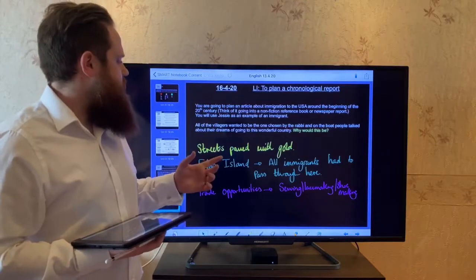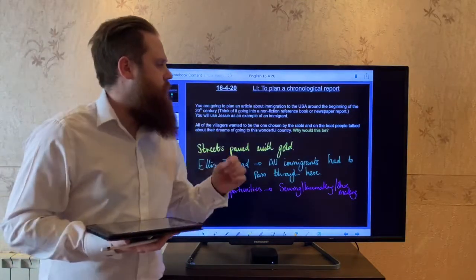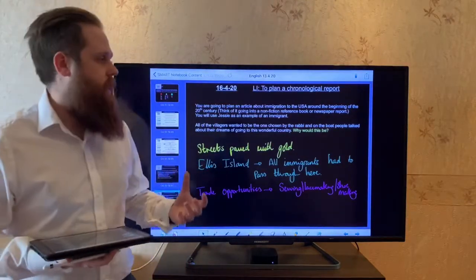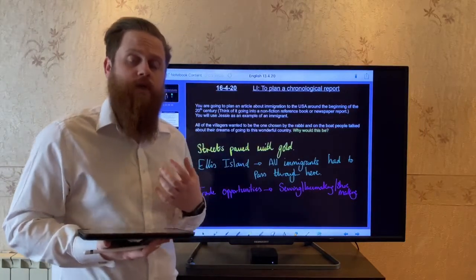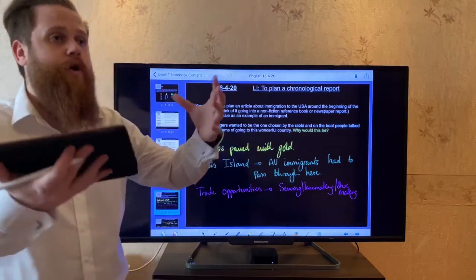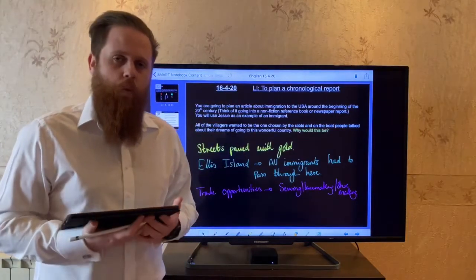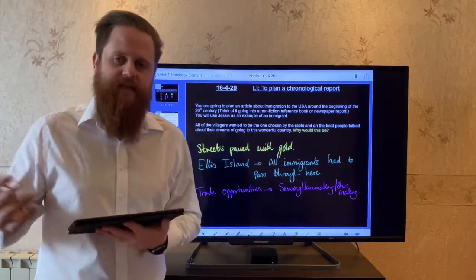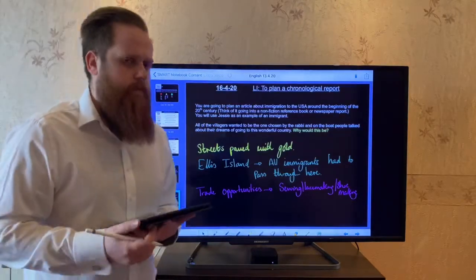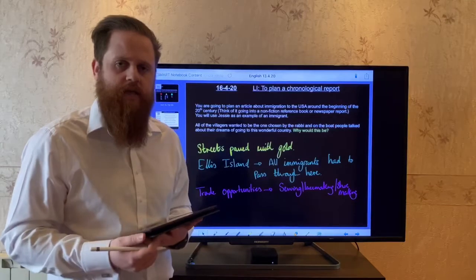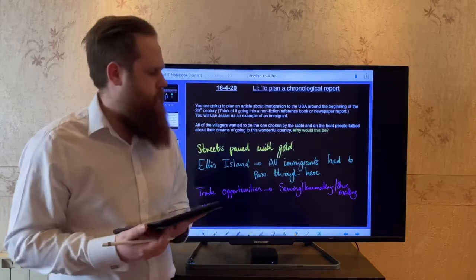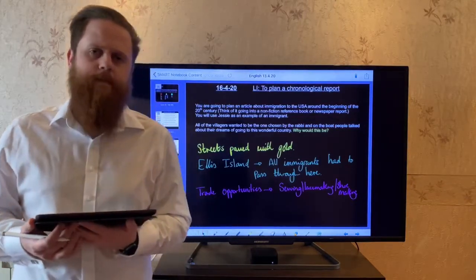So let's just have a think of this though. All of these villagers wanted to be the ones chosen by the rabbi. They wanted to go to America on this boat, and anyone on the boat also dreamed of this big, wonderful country. Why would they have thought that? Because they wouldn't have had the internet to do any research. The newspapers wouldn't have been going around in that big a circulation for them to understand. It was much more of a closed environment. So why would that have been?